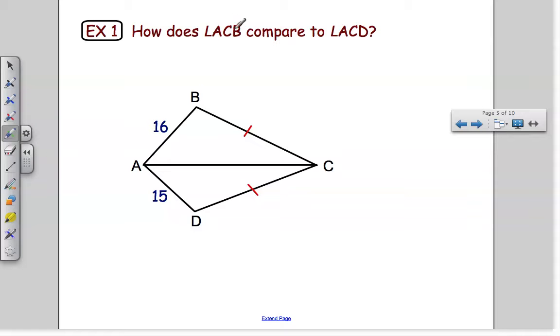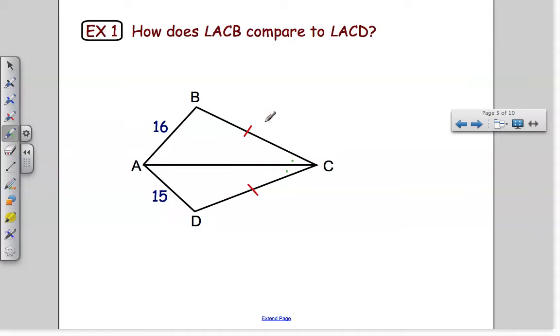How would angle ACB compare to angle ACD? Angle ACB is right here. How does that compare to angle ACD, which is right here? Let's see if we can use the hinge theorem.